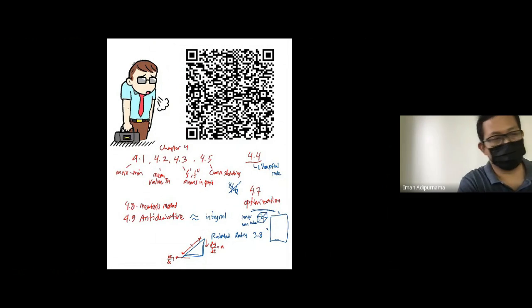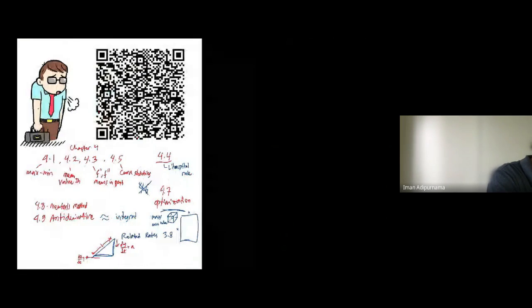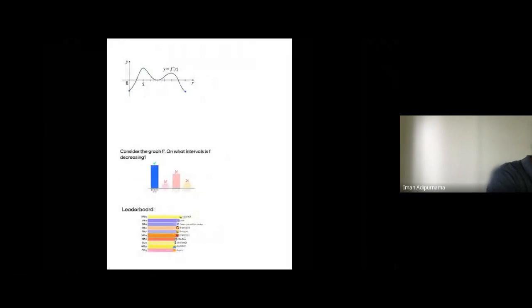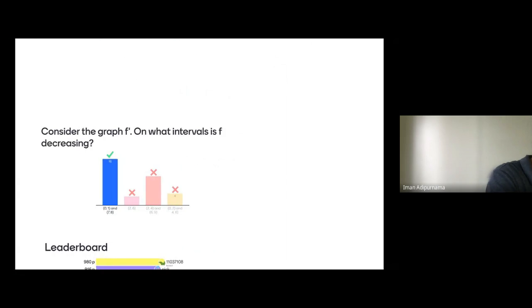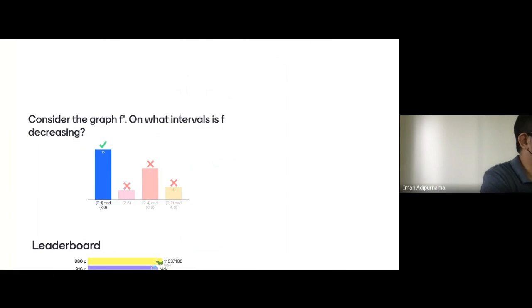So let's start with the feedback from last week. I think this is the question, right? Let's read the question. Consider the graph of f prime, the first derivative of f. On what intervals is f decreasing?